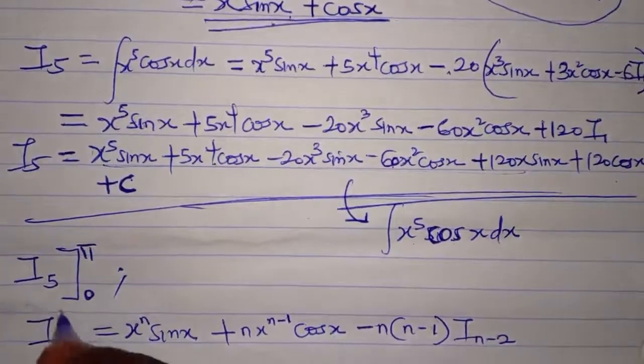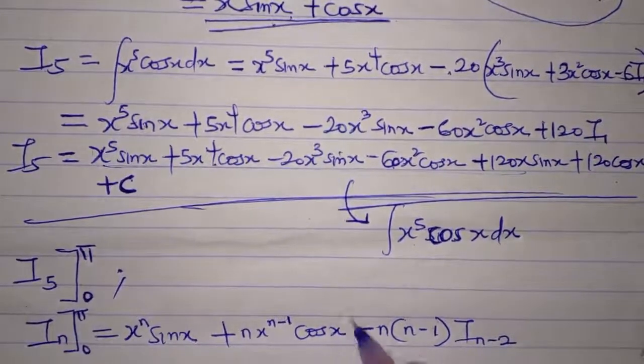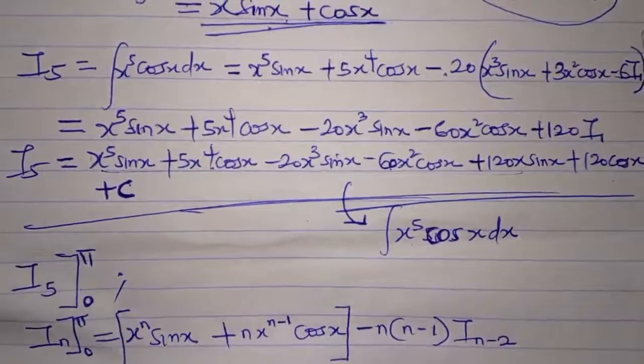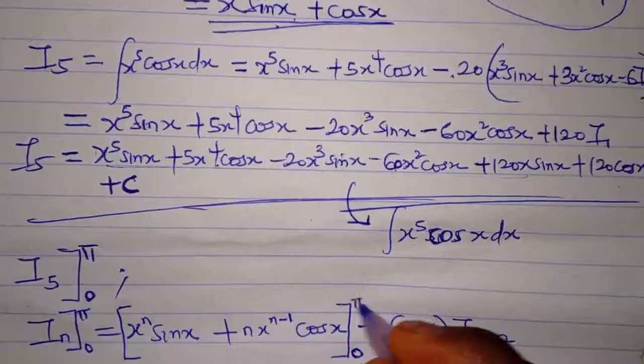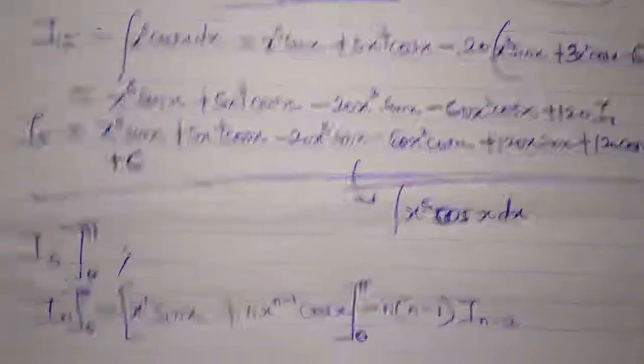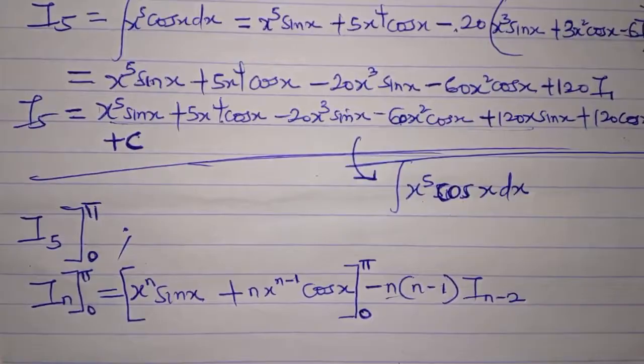So if I want to go from 0 to pi, like in this case, it means I will be going from here. You get it? I will neglect this other thing. So plug in pi for x.